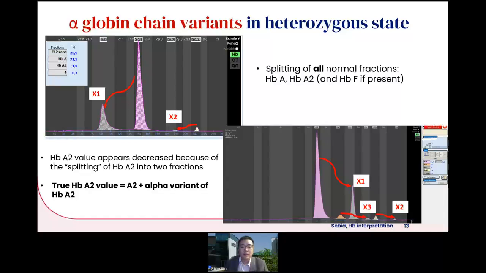So reminder again, remember that the true hemoglobin A2 value is always the combination of the normal hemoglobin A2 and whatever is the variant, be it an alpha chain or be it a delta chain.